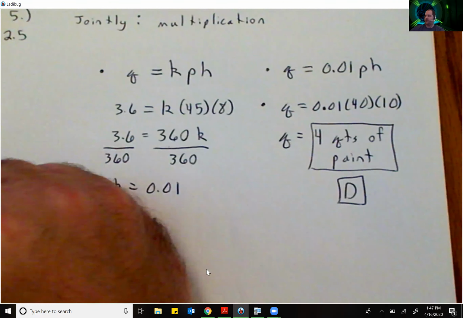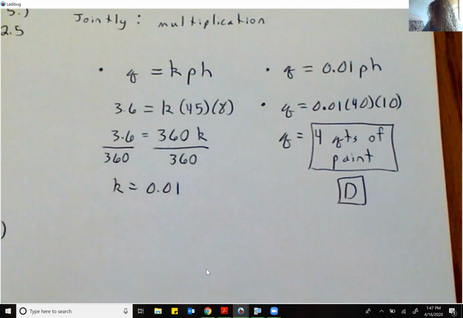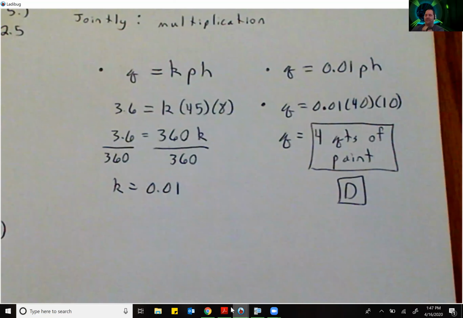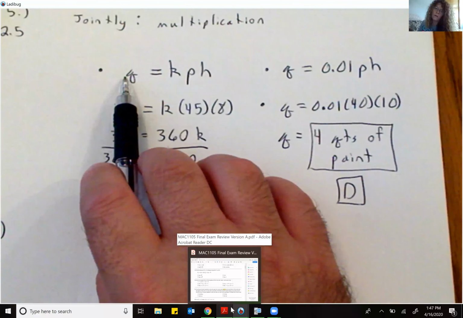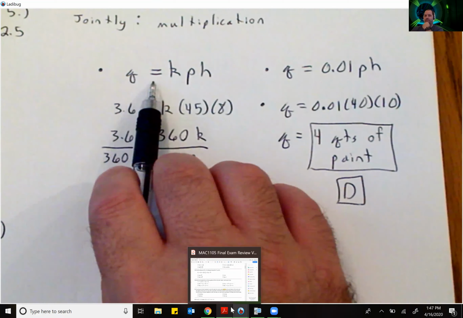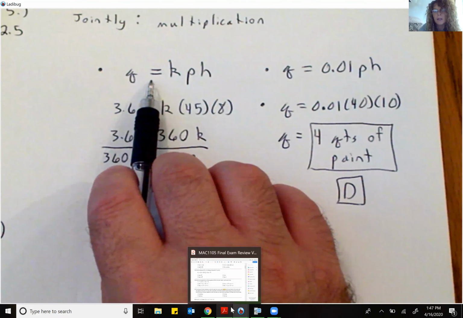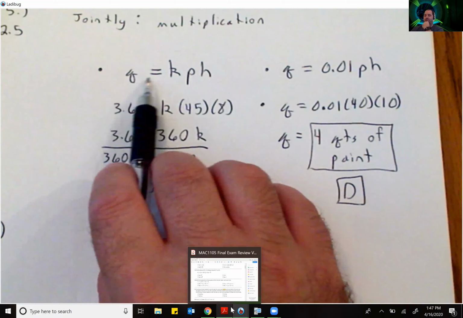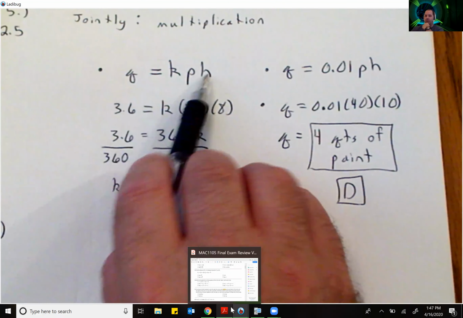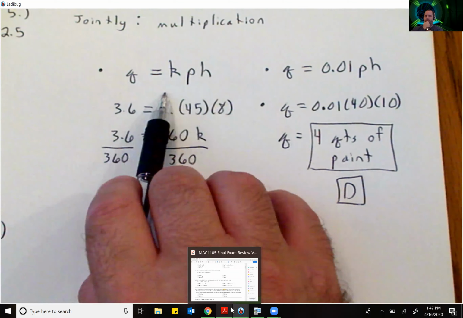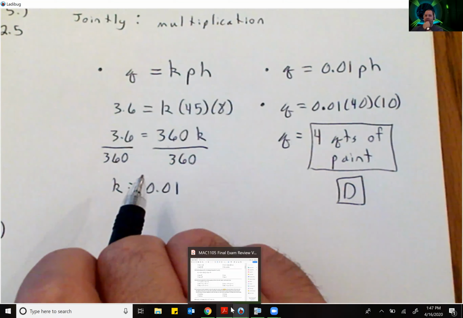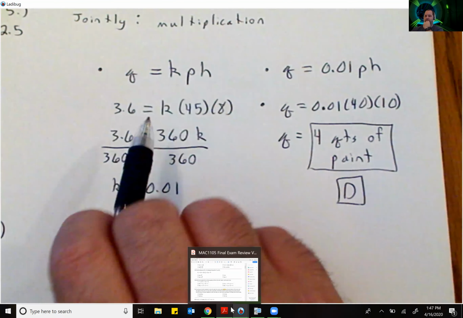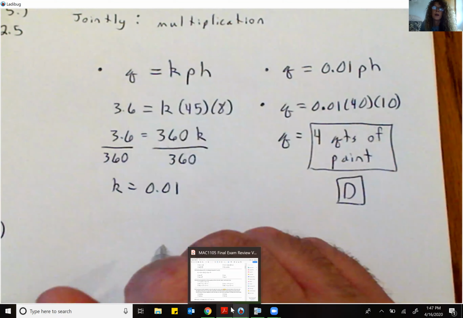Okay. So my question was what you said earlier. I forgot for the inverse. So if this was inverse, then the P and the H would have been below the K. Okay. Because the inverse would have been division.